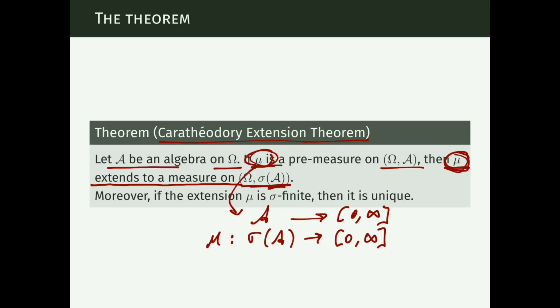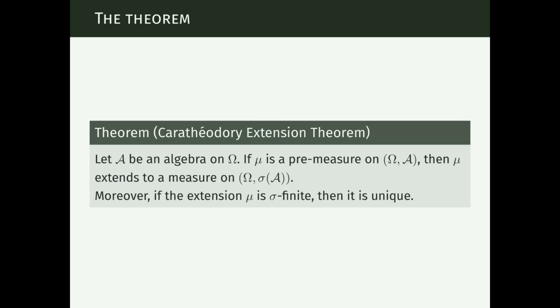And when we say extend, it means that, of course, for sets A which are in this algebra, calligraphic A, these two measures that I'm denoting both by mu are the same. And this is in fact the only reason why I can denote them by the same letter in the first place. And moreover, if the extension is sigma finite, or if one of the extensions is sigma finite, then it is unique.